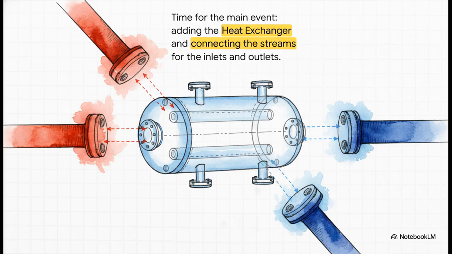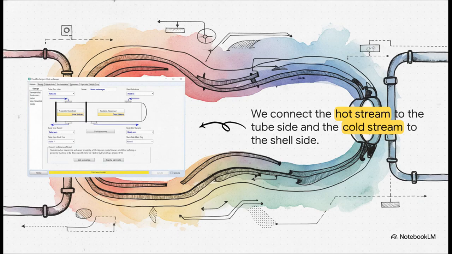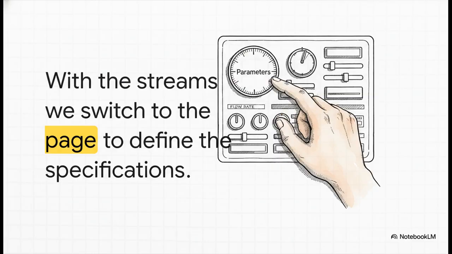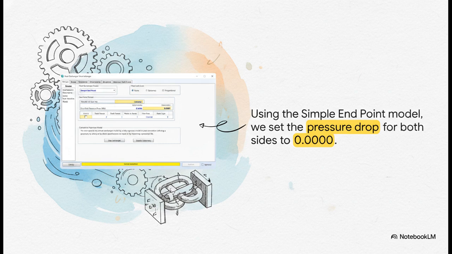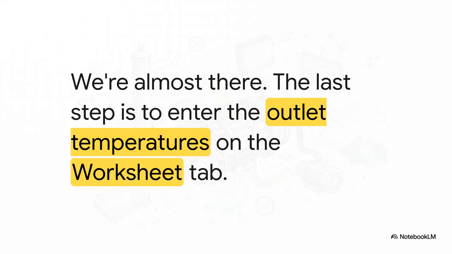All right, time for the main event. Let's add the heat exchanger and hook up our streams. Easy enough. The hot stream goes into the tube side, and the cold stream goes to the shell side. Streams are connected. Now let's pop over to the parameters page to define the model specs. We're going to keep it simple and set the pressure drop to 0 for both sides. Nice and ideal. We're so close.